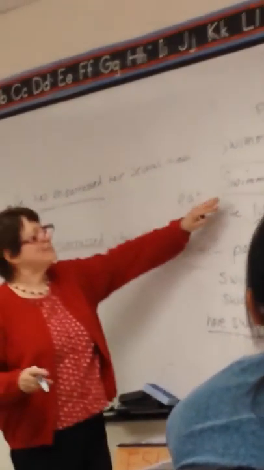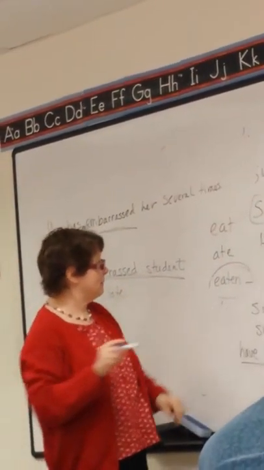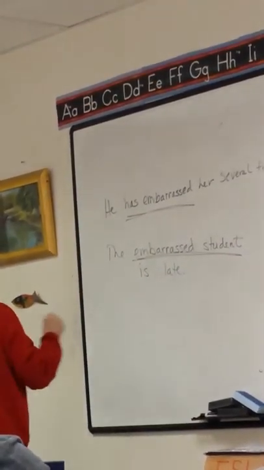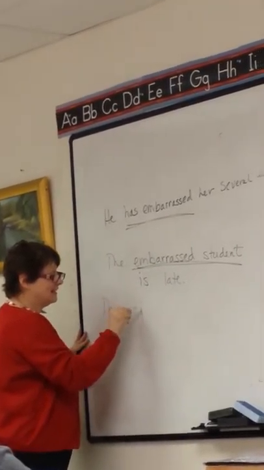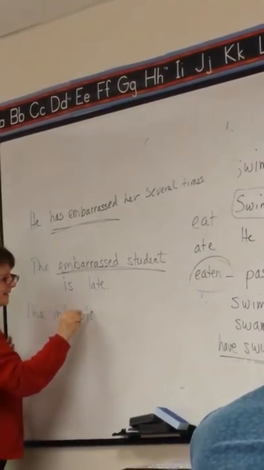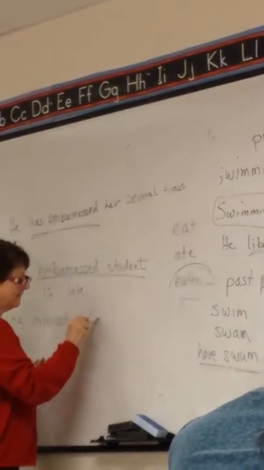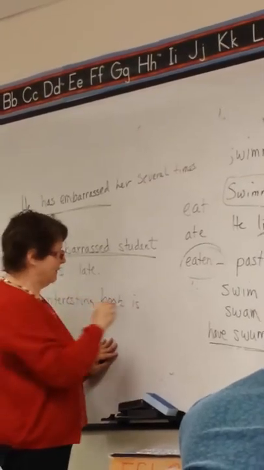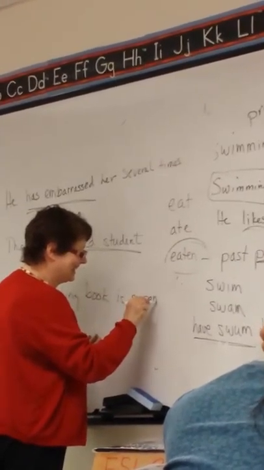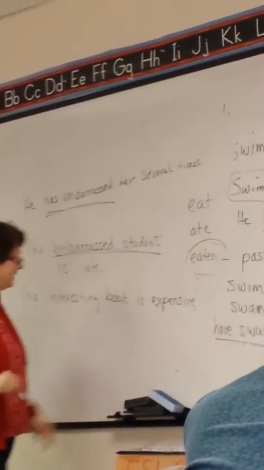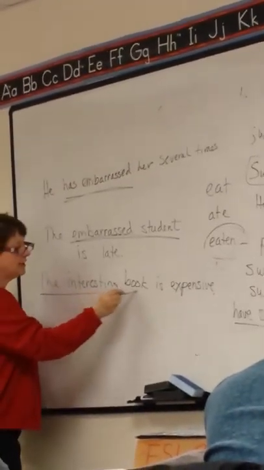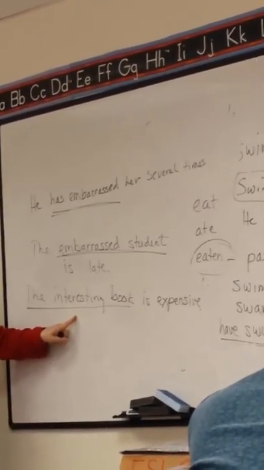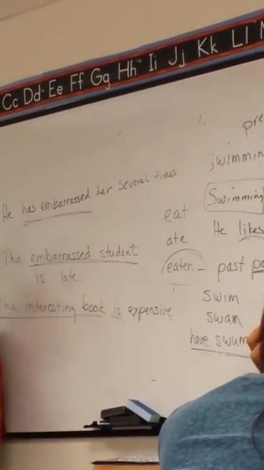We have the same situation over here with the present participle. Here it's a noun, but it can be used as an adjective. The interesting book is, what about it? It's expensive. Expensive. It's true. Are you rich? This is an adjective here. A present participle being used as an adjective. Verb is here.